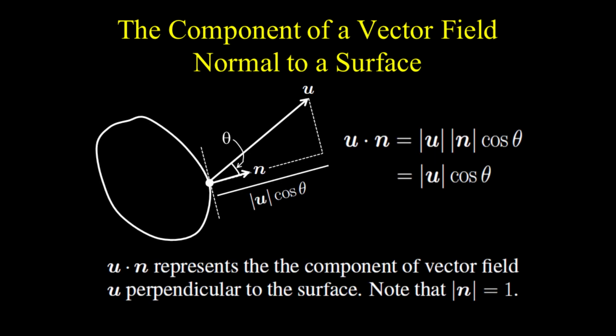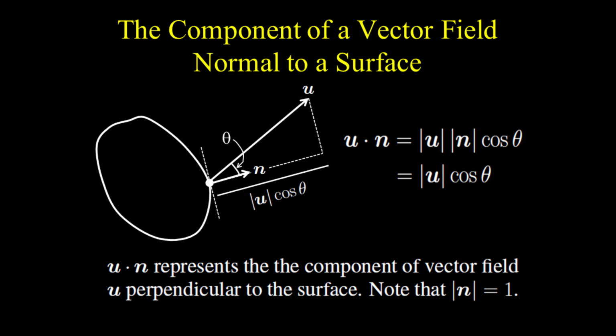Now that we have introduced the scalar product and unit normal vector, the meaning of U dot n is clear. Basically, U dot n represents the component of the vector field that is perpendicular to the surface under consideration. Remember that the dot product between two vectors, such as U and n, is simply the projection of the first onto the second, multiplied by the magnitude of the second. Remember, also, that the magnitude of the unit normal is 1.